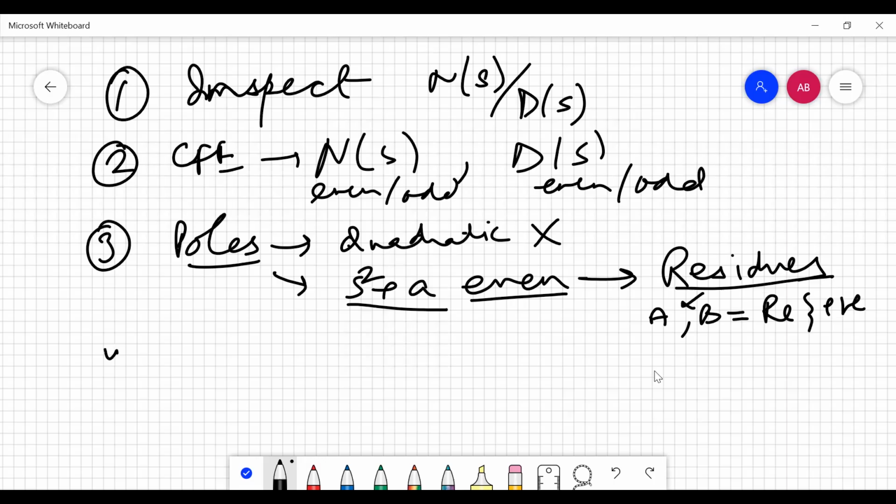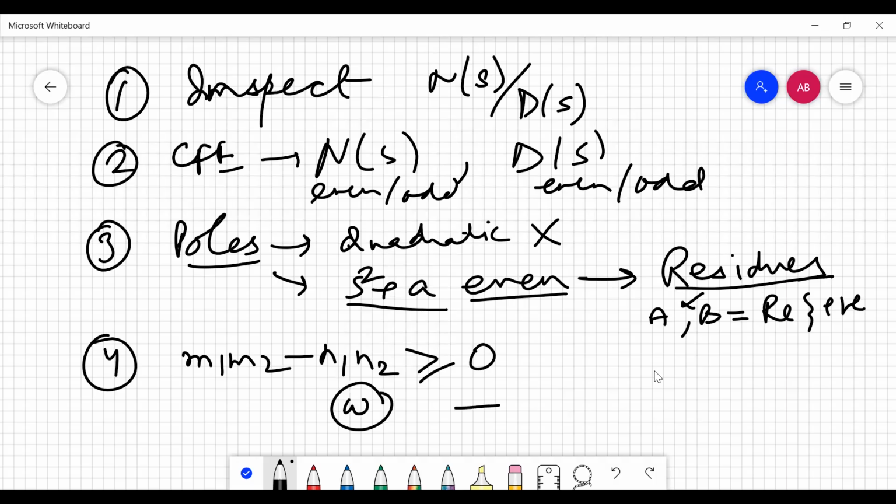And the fourth condition that you need to check is that m1 m2, the multiplication of the even terms of numerator and denominator, and n1 n2 should come out greater than or equal to 0 for different values of omega, when you replace s with j omega in this function. So I hope that all the things are clear to you.